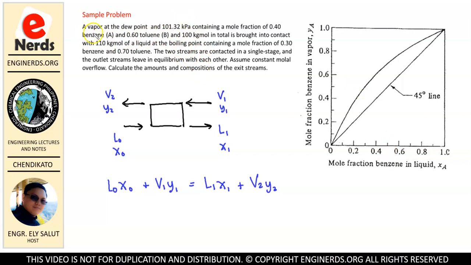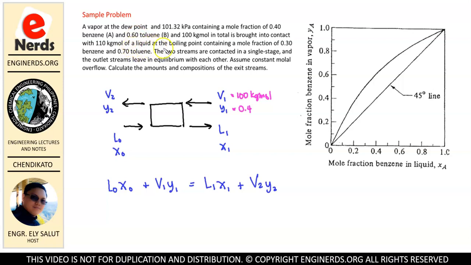Okay, so a vapor entering our system here with 0.4 benzene, no? So that means our Y1 here is equal to 0.4. And then our other component, which is component B, toluene, is 0.6. So, yan lang ang kailangan natin for now. And then, the total of the entering vapor is 100 kilogram mole. Alright. And then, it is in contact with a liquid.